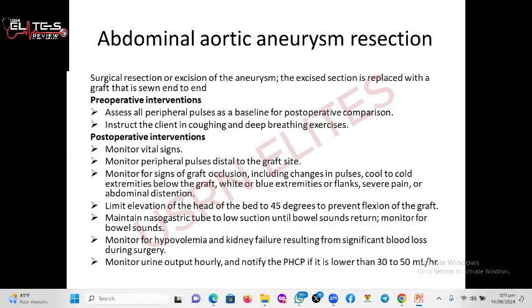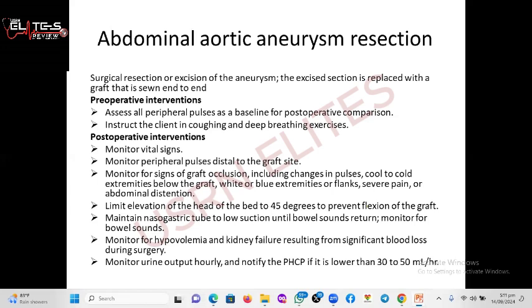And then you look for any blue discoloration or color changes around the flank and the extremities, and then severe pains or abdominal distension. If you have these things, it could indicate that there is an occlusion of the graft or the area that was worked on. There is an occlusion, so you need to inform the healthcare provider.